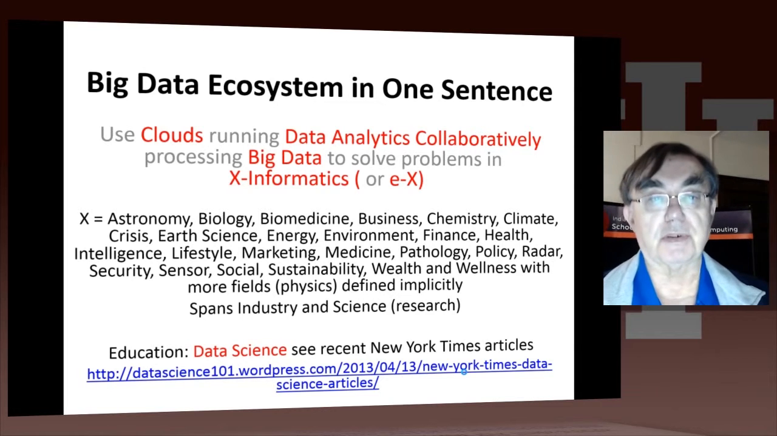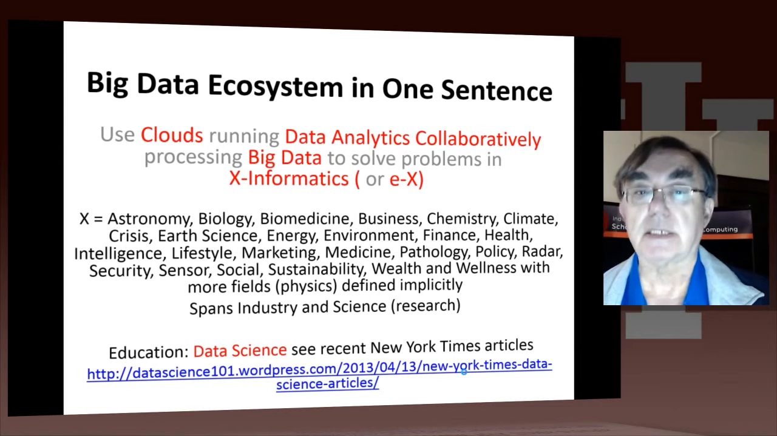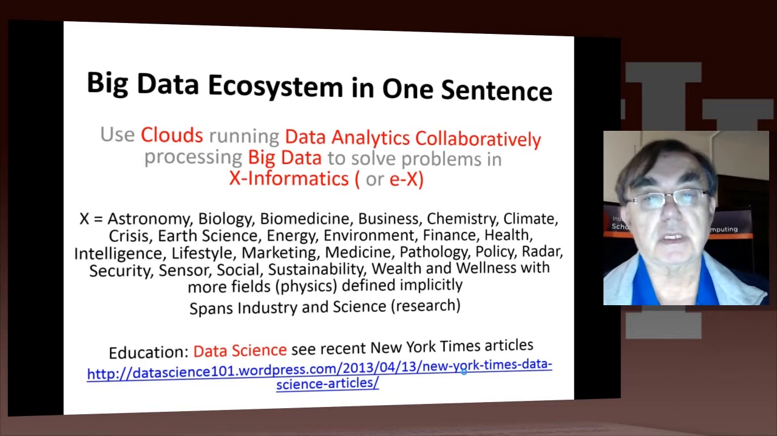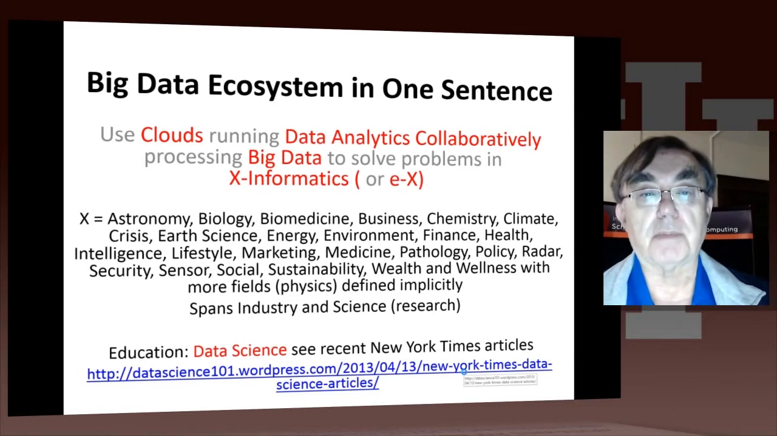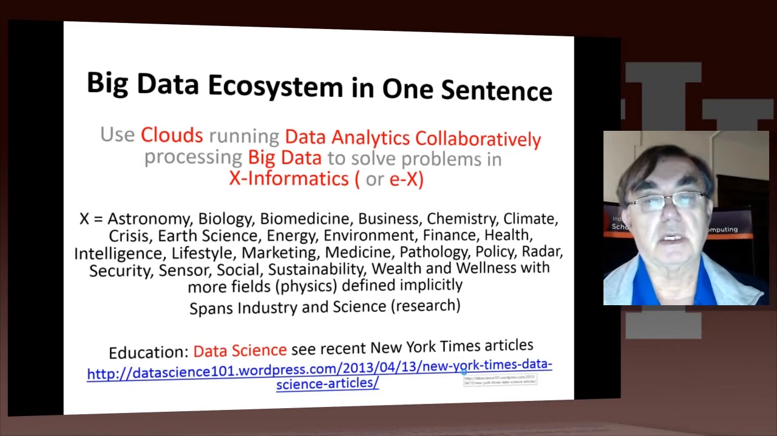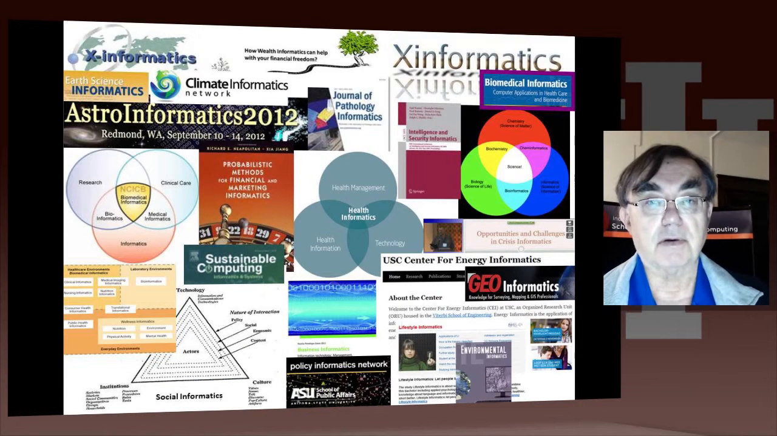As always, we're using clouds, we're running data analytics, and collaborative filtering and the k-nearest neighbor algorithm are just a very good example of the algorithms of data analytics. We're doing it collaboratively, processing big data. We saw previously how much data Amazon, eBay, Netflix, etc. have on rankings, and we're solving problems in X-Informatics. And those are all the values of X.